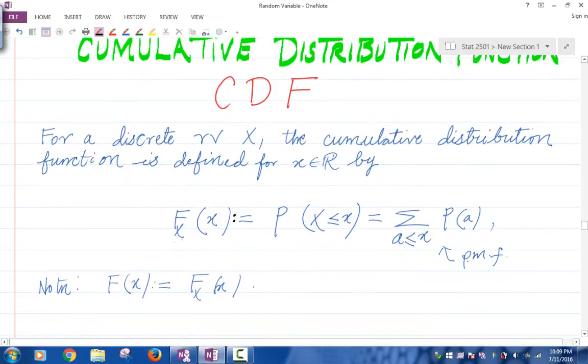So we are using a subscript X to denote the CDF function, but if the context is clear, we simply write F of x and skip the subscript.